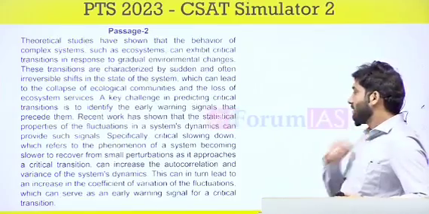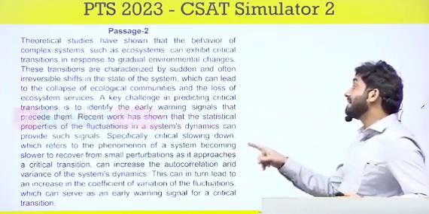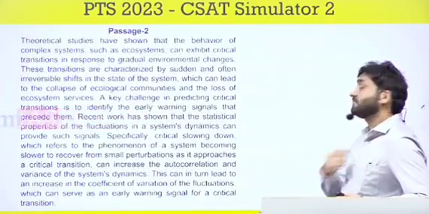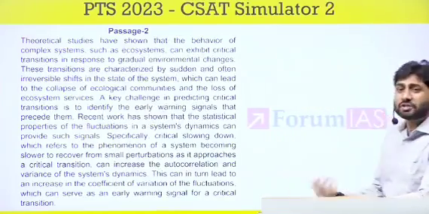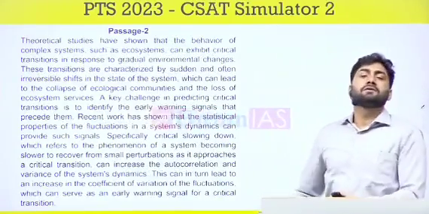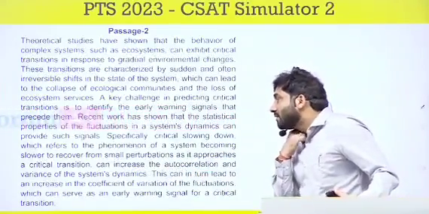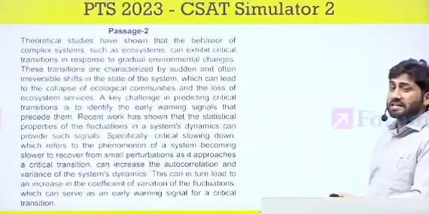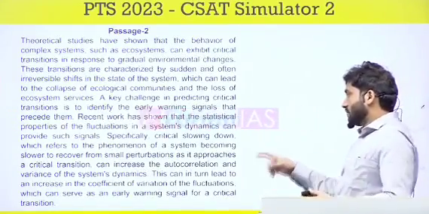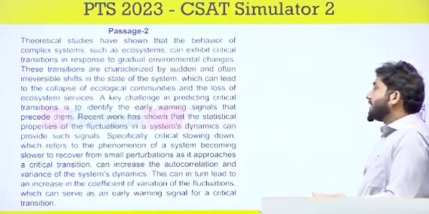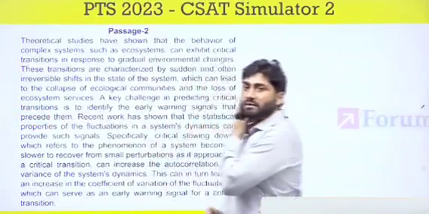That is what the warning signal is. Increase in the autocorrelation and variance of the system's dynamics can in turn lead to an increase in the coefficient of variation of the fluctuations. So whatever fluctuations are happening, the rate at which it gets affected and then repaired, that ability is getting lost. That is what the coefficient is. If we can read that coefficient, we'll be able to get the warning signal, which can serve as an early warning signal for the critical transition. So the coefficient is in relationship between the wear and tear and the ability to repair.